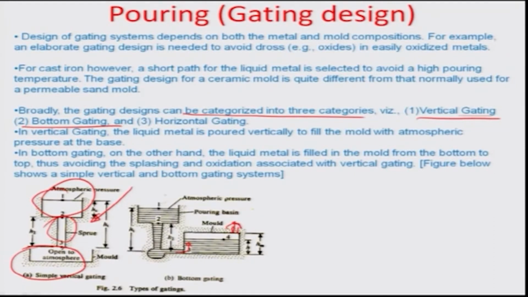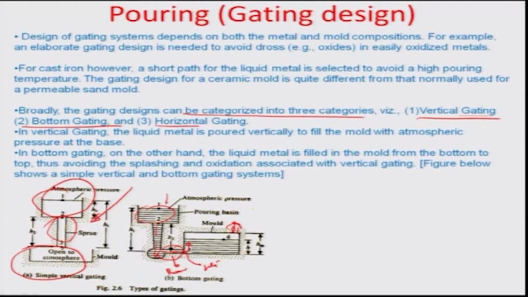And there is atmospheric pressure on one side, which actually causes the liquid metal in the pouring basin to flow downward and go into this region, which is known as the runner region. And this right here is the gate region. So, these are the 2 different kinds of gating systems.